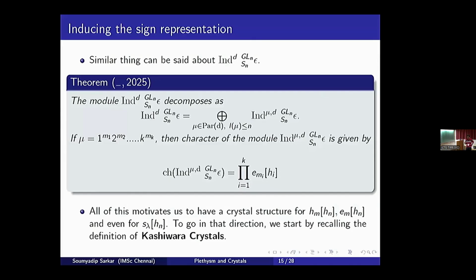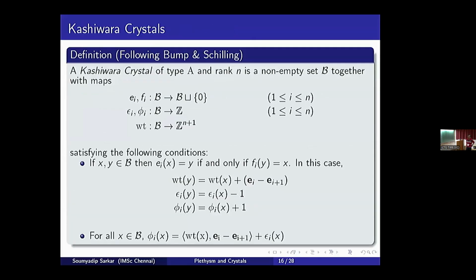So let's recall the definition of Kashiwara crystal. I'm just following the book of Bump and Schilling because there is some convention and I'm following that convention. A Kashiwara crystal of type A and rank n is a non-empty set B together with these maps. These e_i and f_i are maps from B to B.